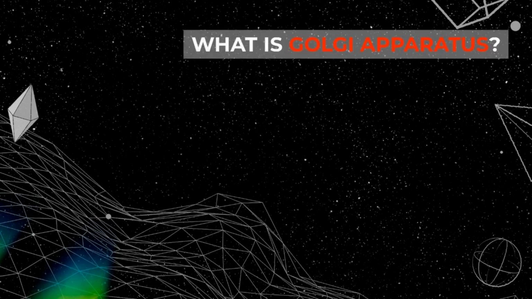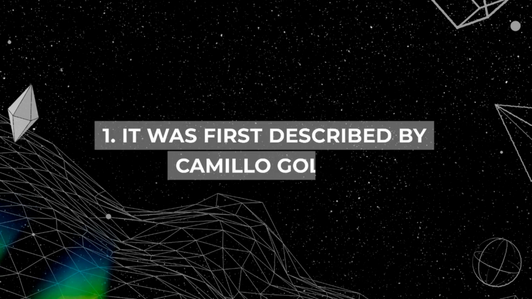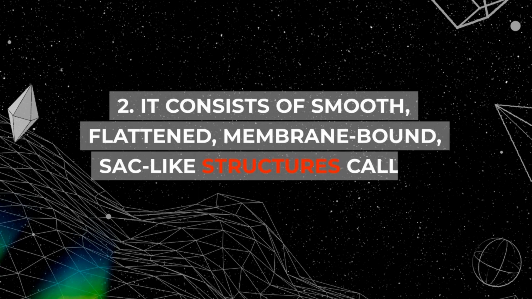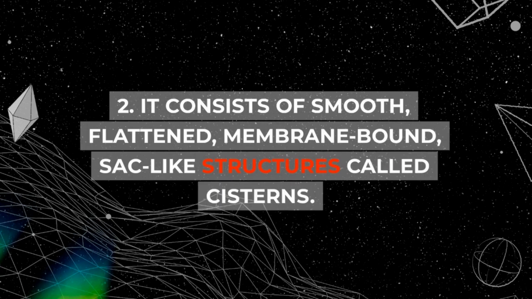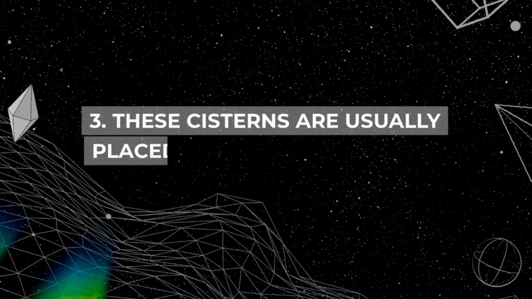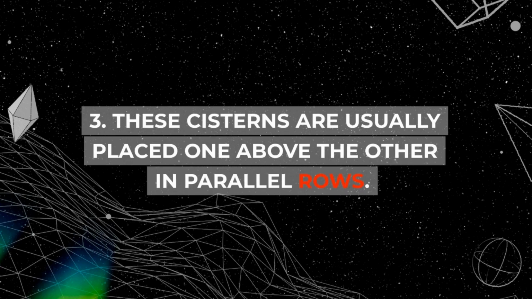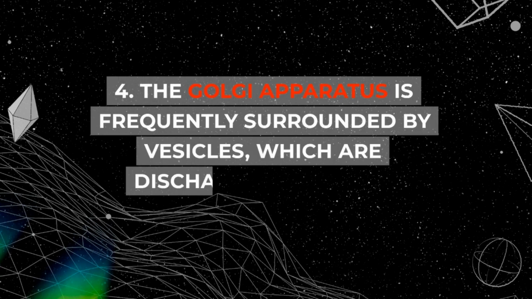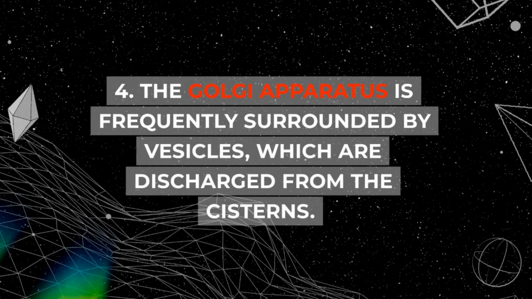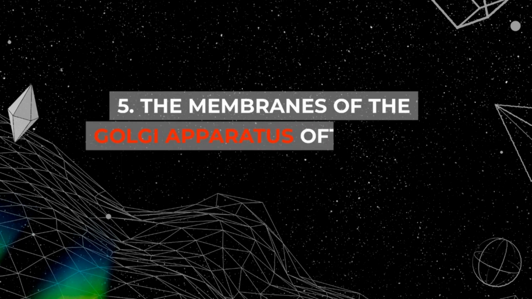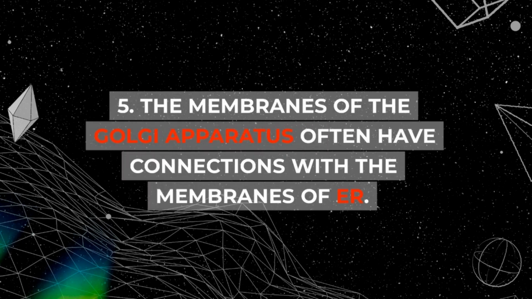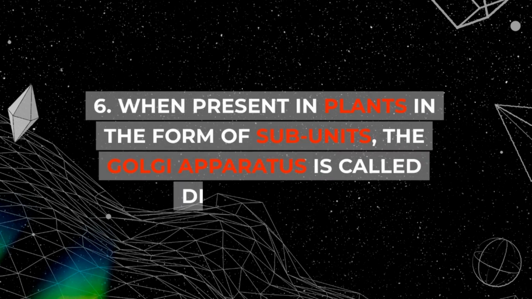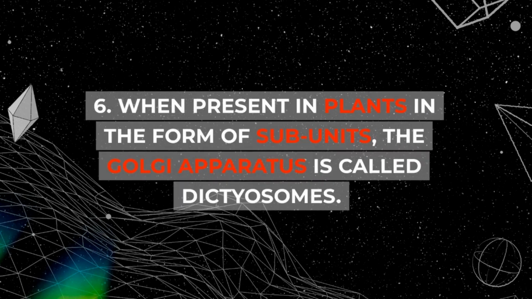What is Golgi apparatus? 1. It was first described by Camillo Golgi. 2. It consists of smooth, flattened, membrane-bound, sac-like structures called cisternae. 3. These cisternae are usually placed one above the other in parallel rows. 4. The Golgi apparatus is frequently surrounded by vesicles, which are discharged from the cisternae. 5. The membranes of the Golgi apparatus often have connections with the membranes of the endoplasmic reticulum. 6. When present in plants in the form of subunits, the Golgi apparatus is called dictyosomes.